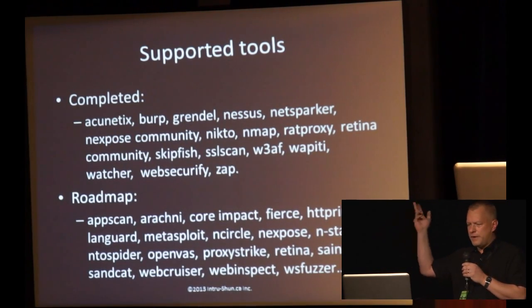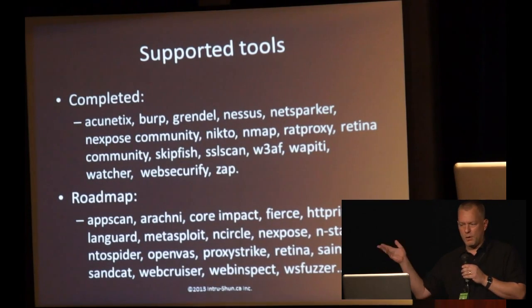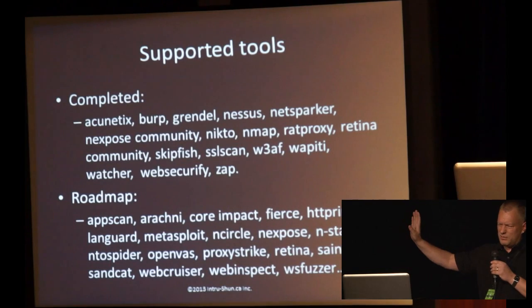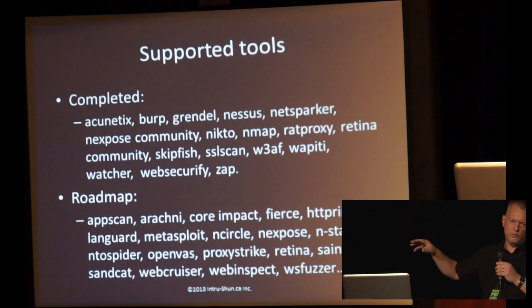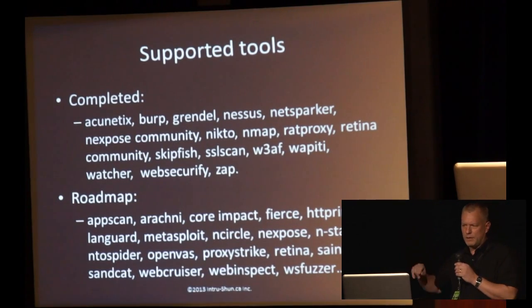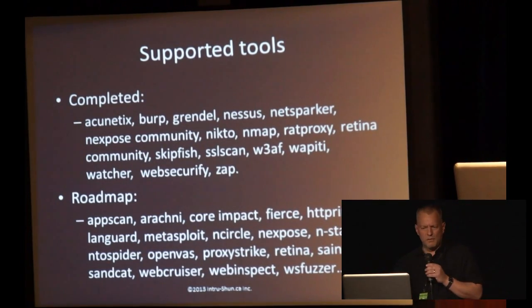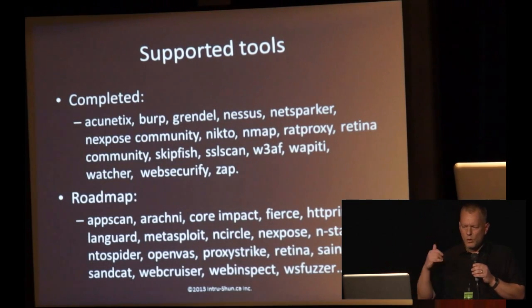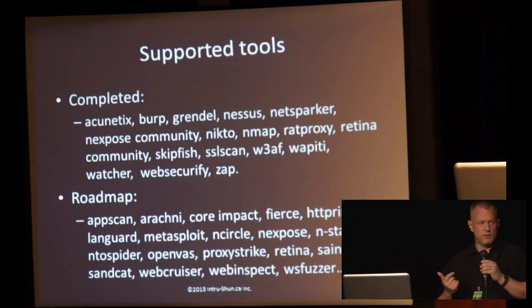For example, Acunetix, Burp, Grendel, NetSparker, so I do a lot of web application work. I just grabbed these tools, not at random, but because I've either had to use them or use them on a regular basis. They're in no particular order. They're kind of alphabetical. Zap, WebSecurify, Skipfish, SSLScan, Nikto, Nexpose, the other network guys, where's Nessus? It's in there. There are a whole bunch of other tools out there that I will probably write a parser for at some point.